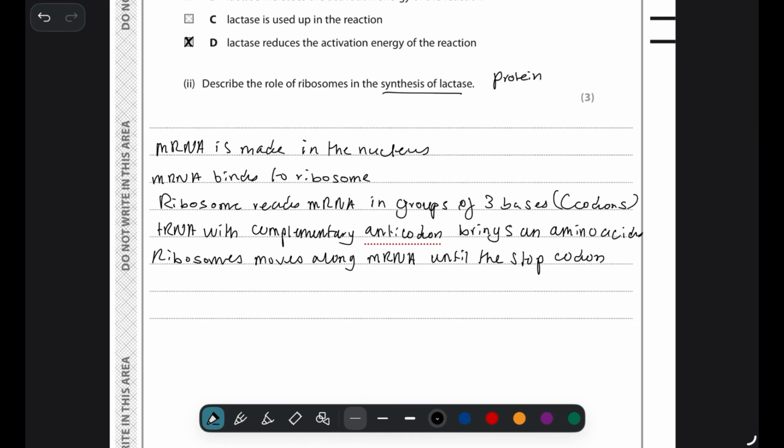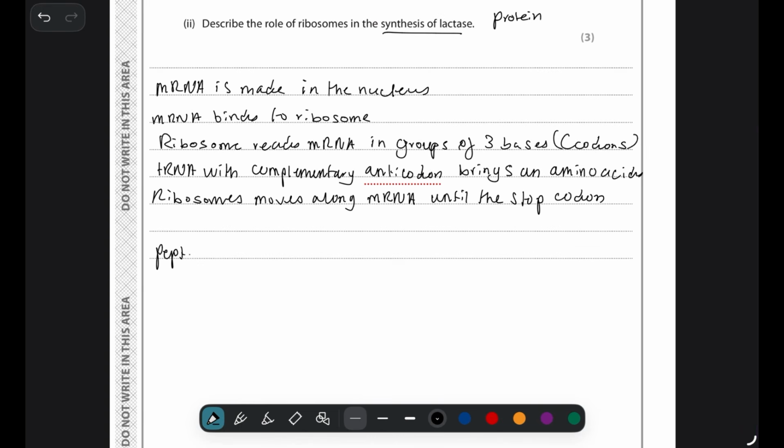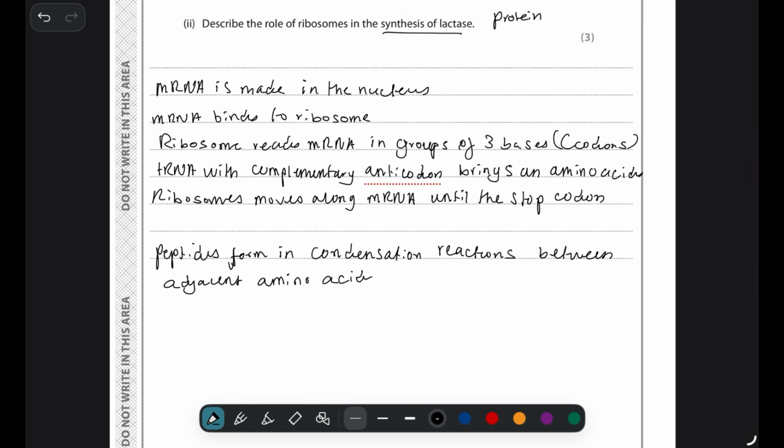And for the piece de resistance, we're thinking, okay, synthesis of lactase is a protein. Well, the end goal is to make a primary structure protein, which is a sequence of amino acids joined by peptide bonds. So I'm just going to mention peptide bonds form in, I'm just going to add in condensation reaction, between adjacent amino acids. And then that should guarantee the 3 marks.